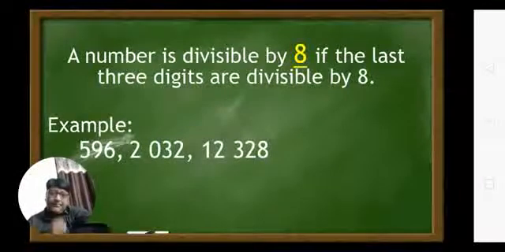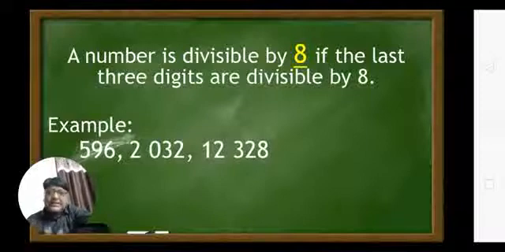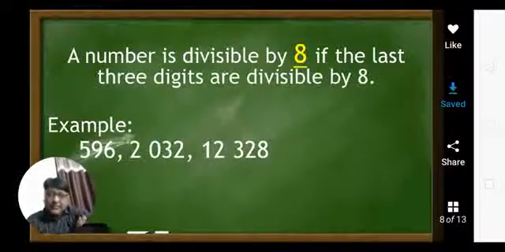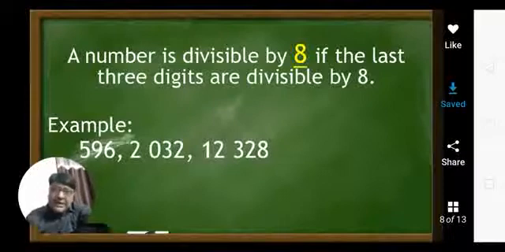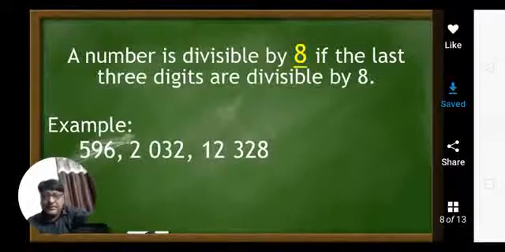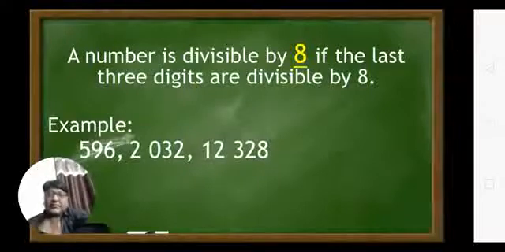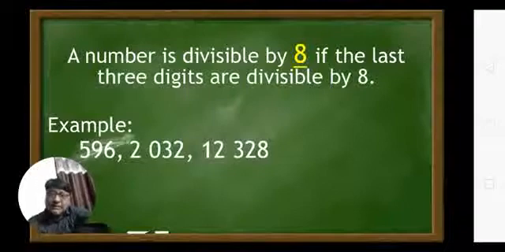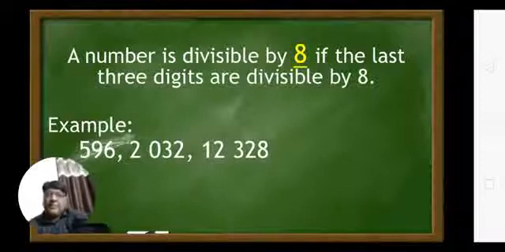The rule of 8. A number is divisible by 8 if its last three digits are a multiple of 8, or divisible by 8, or if its last three digits are 000. It's somewhat similar to the rule of 4. If the last three digits are 000, or the last three digits are a multiple of 8, or divisible by 8, then the number is divisible by 8.